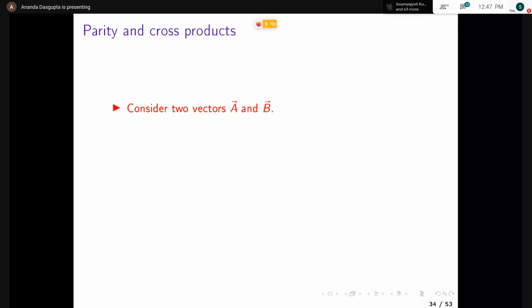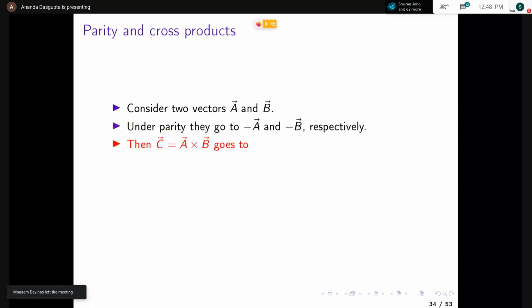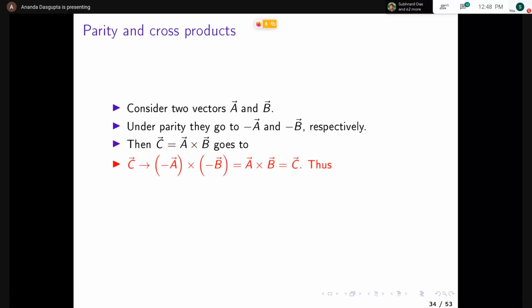So what happens to the cross product of two vectors? If you have two vectors A and B, both of them are vectors. Under parity, they both change sign. And by the magic of maths, two minuses make a plus, which we have learned from early childhood. So C changes to minus A cross minus B, which is A cross B. It doesn't change at all. So vectors change sign under parity, pseudovectors don't. That's as simple. So under parity, vectors pick up a minus sign, pseudovectors stay the same.